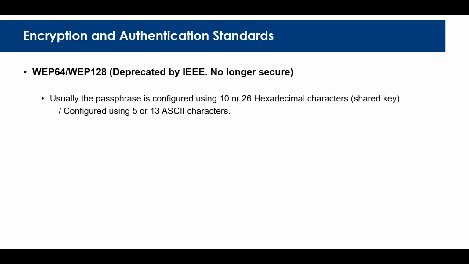WEP has two implementations: WEP 64 and WEP 128. The numbers 64 and 128 are the combination of the shared secret plus the initialization vector. In both cases, the initialization vector is 24 bits and the remaining bits are the shared key. So if we take WEP 64, 40 bits is the shared key, which can be configured as 10 hexadecimal characters or 5 ASCII characters. The remaining 24-bit initialization vector makes WEP 64.